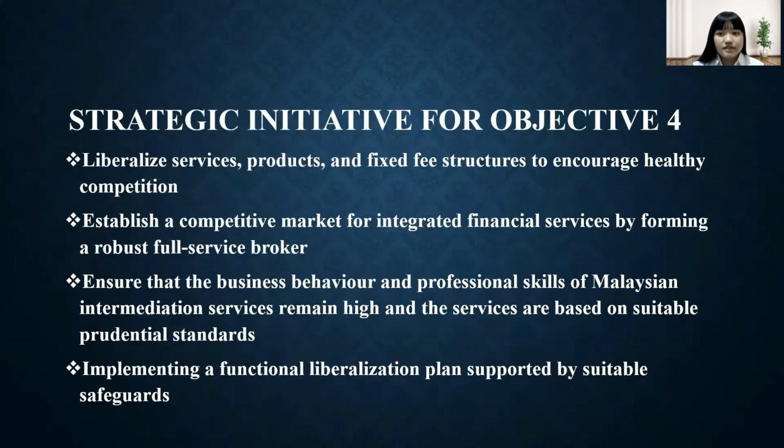Strategy initiatives for Objective 4: liberalize service, product, and fee structures to encourage healthy competition. Establish a competitive market for integrated financial services by forming robust full-service brokers. Ensure that the business behavior and professional skill of Malaysia's intermediation services remain high and the services are based on sustainable prudential standards. Last is implementing a functional liberalization plan supported by sustainable safeguards.